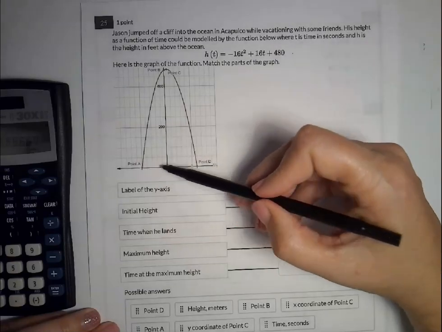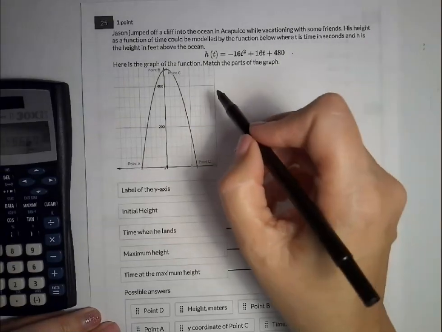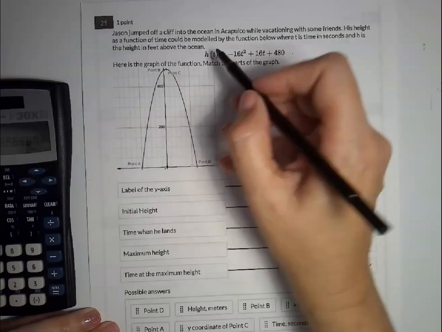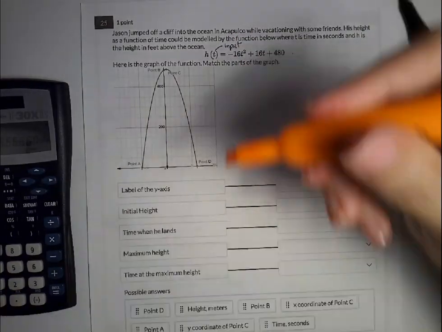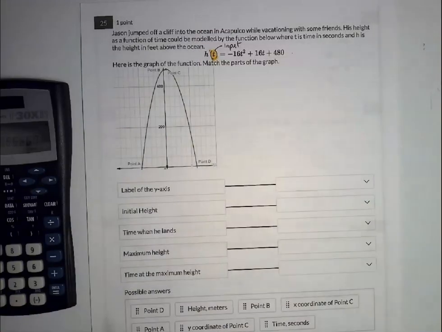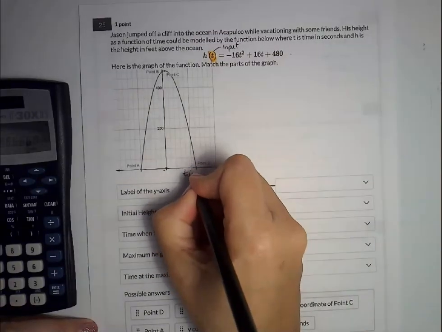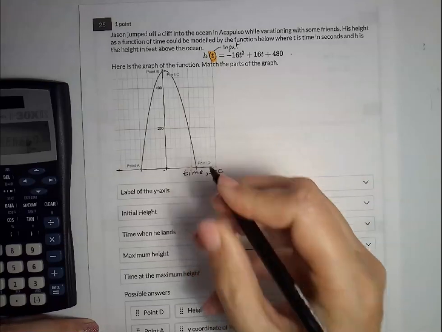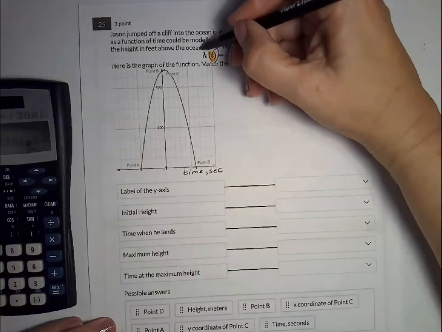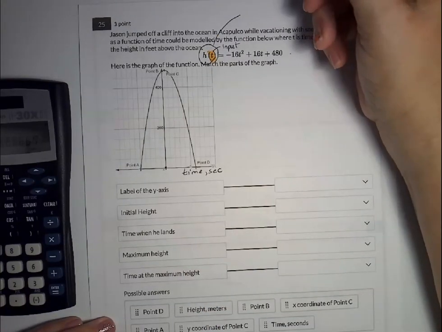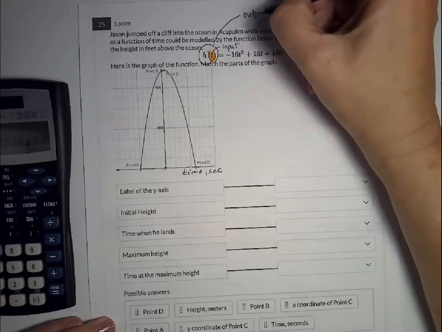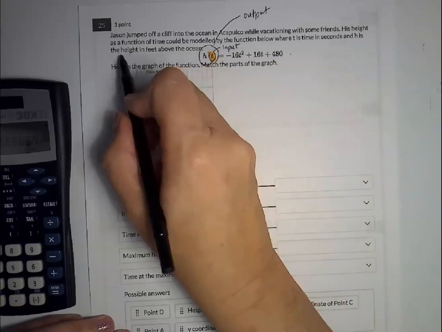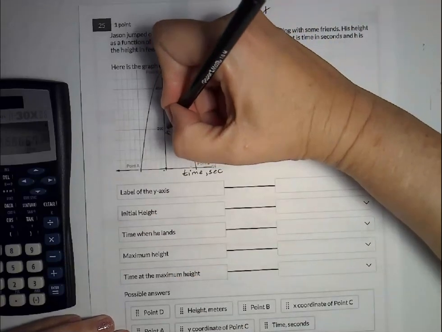So you can see that this is the graph, and it's telling you that it's a function of time, so this is always going to be my input value. Whatever you see inside the parentheses, that's always going to be my input. So I know that that is going to be on my x-axis. And then my output is the entire function h of t. So this is my output, and it tells me that that is the height in feet. So I'm going to go ahead and label that.